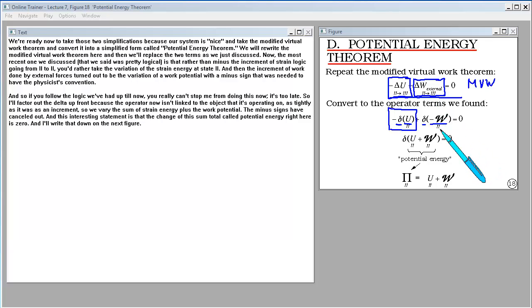And so if you follow the logic we've had up till now, you really can't stop me from doing this now. It's too late. And I'll factor out the delta out front because the operator now isn't linked to the object that it's operating on as tightly as it was as an increment. So we vary the sum of strain energy plus the work potential. The minus signs have canceled out. And this interesting statement is that the change of this sum total called potential energy right here is 0. And I'll write that down on the next figure.